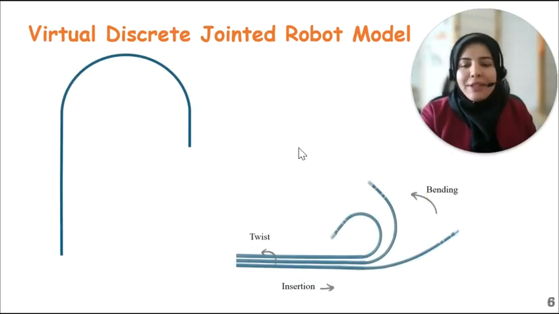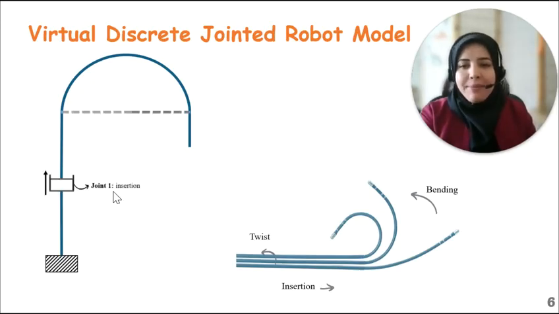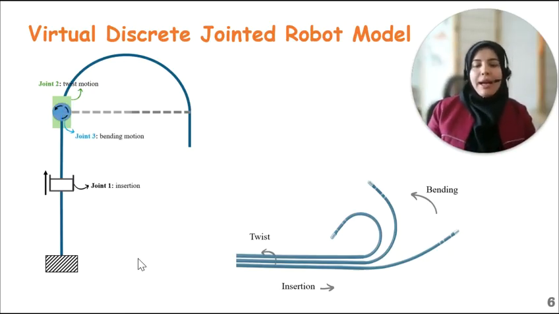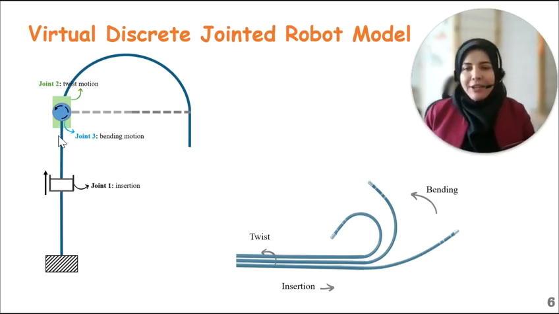Alright, now let's go to the modeling. On the left you can see a bent catheter. We'll start by adding a prismatic joint to capture the insertion motion of the robot, a revolute joint to simulate the twist motion, and another revolute joint to take care of the bending. And here we have the three main motions of insertion, twist, and bending.